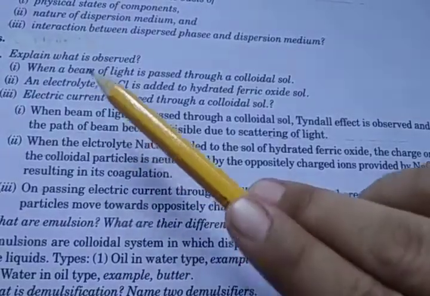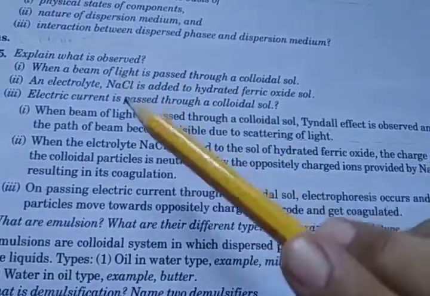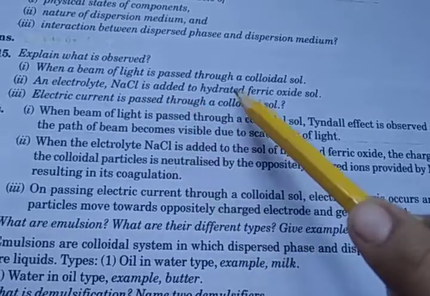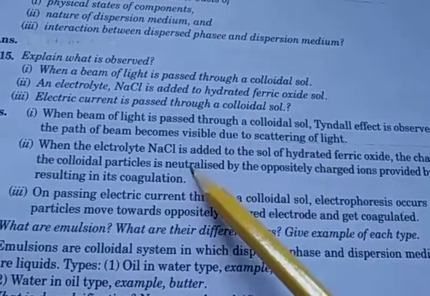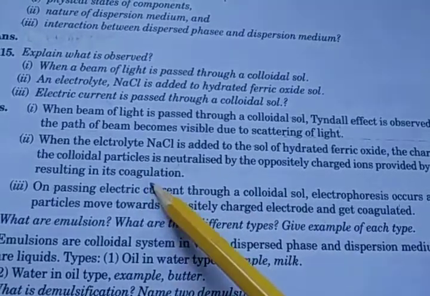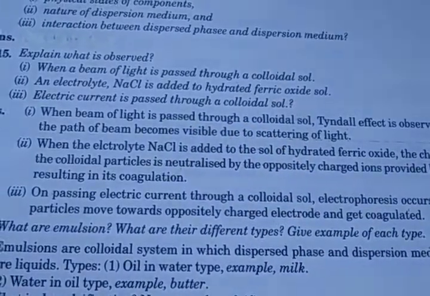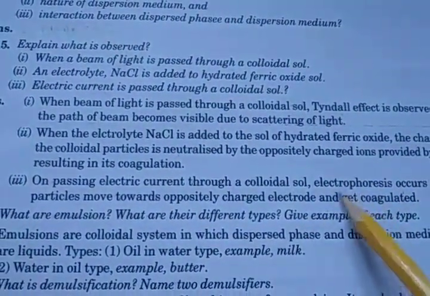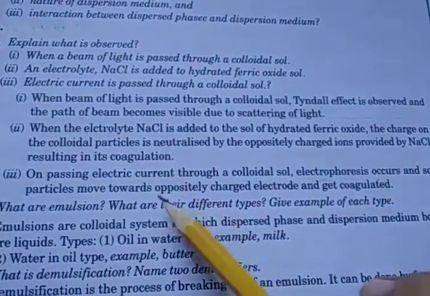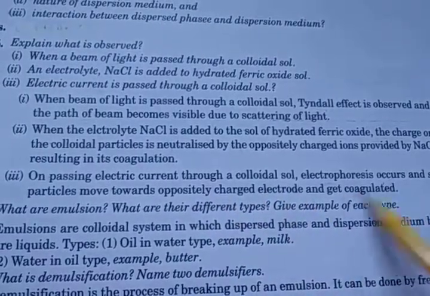To summarize: when a beam of light is passed through a colloidal solution, the Tyndall effect is observed. When electrolyte NaCl is added to hydrated ferric oxide sol, it is neutralized by the positively charged ions, and coagulation is observed. When electric current is passed through a colloidal sol, electrophoresis occurs, and the sol particles move towards the oppositely charged electrode and get coagulated.